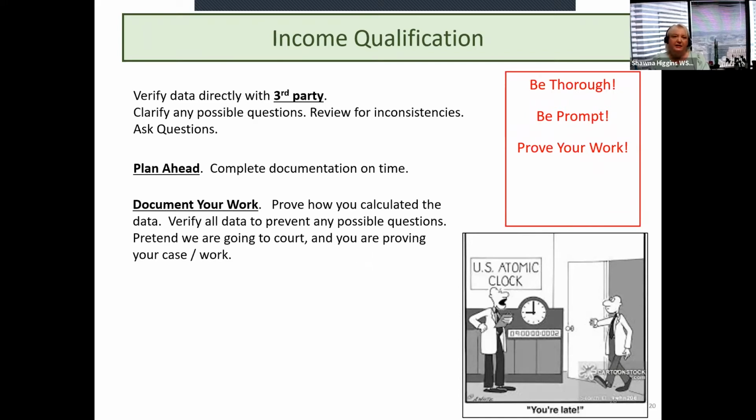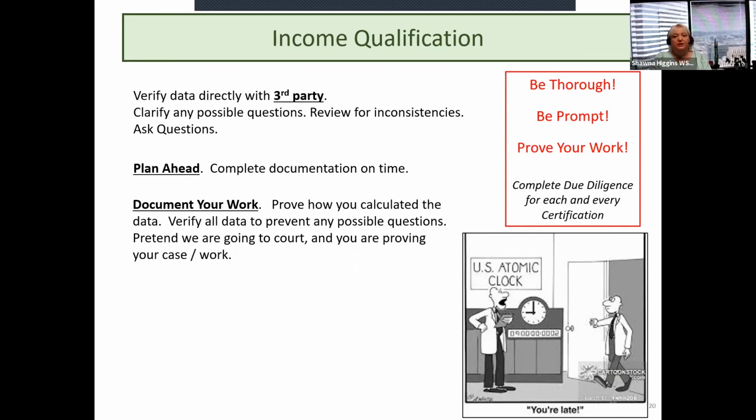Usually on the HEC, it's the third page, but if you have your own kind of document, an Excel spreadsheet, whatever kind of document you have that you calculate the data on, you can send that instead of filling out the third page for the income. But you want to verify all the data, and you want to prevent any possible questions. So pretend you're going to court and you're having to prove your case.